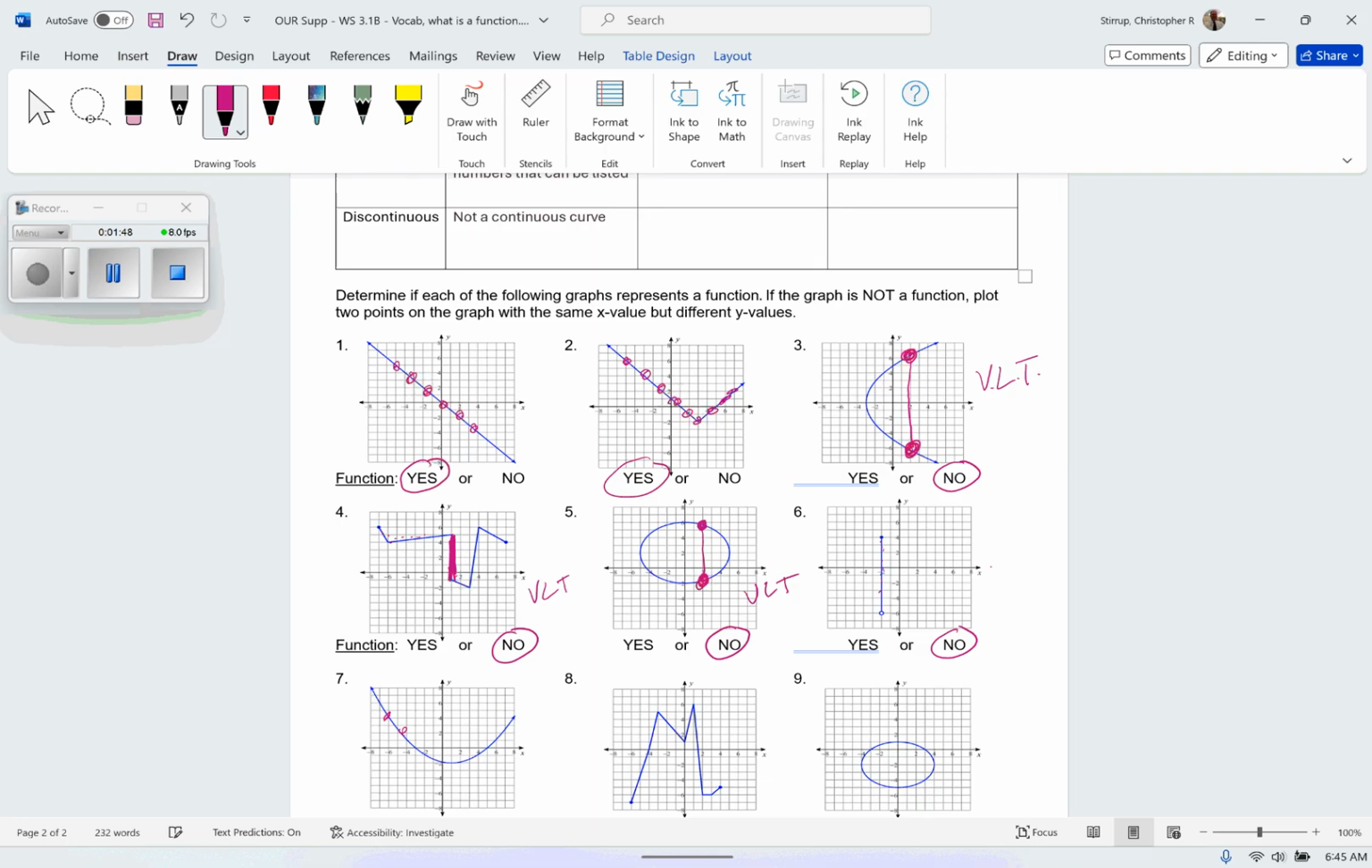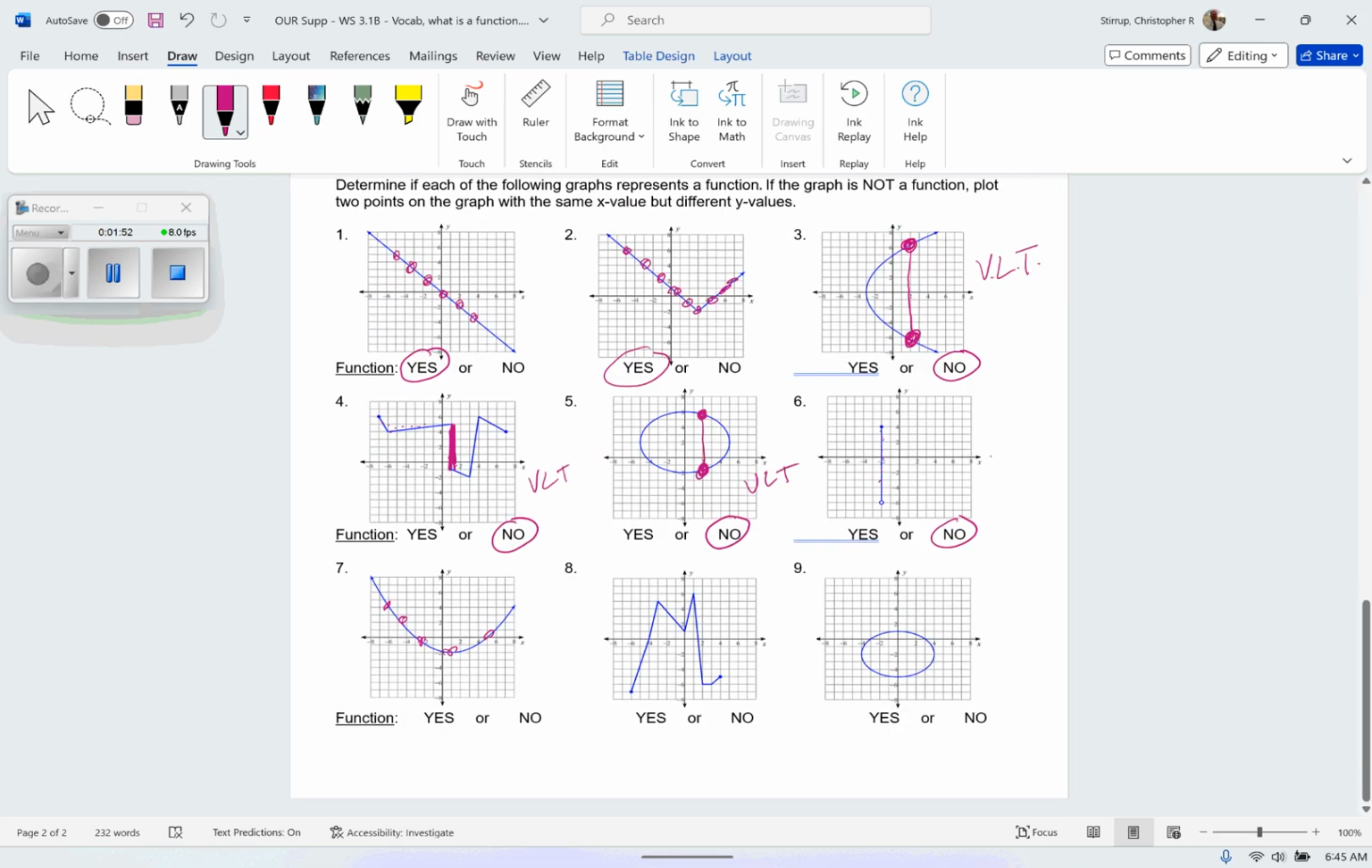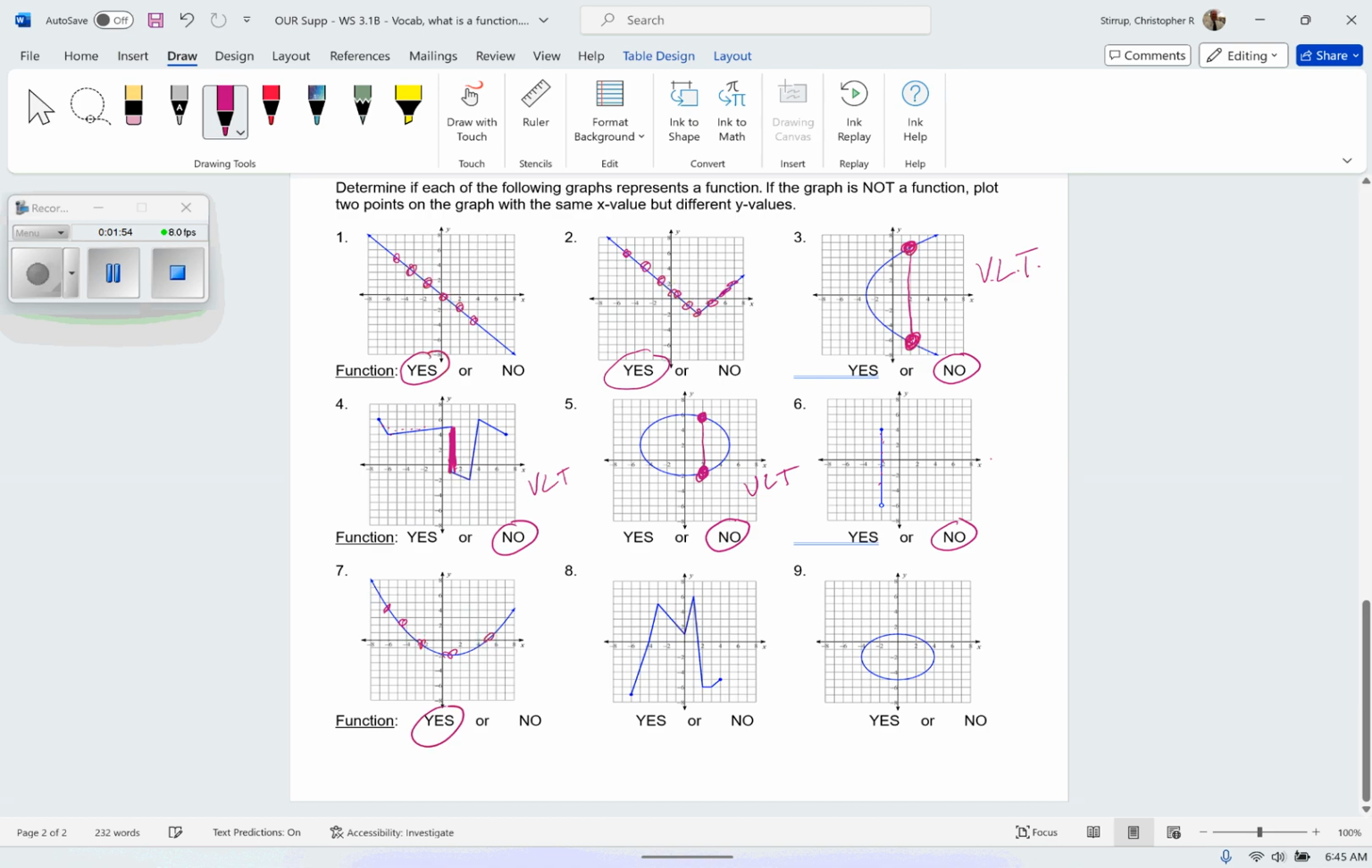This one, I can put all these points all along here, which are great. So this is a function. This one, let's see, do I have any vertical lines? Okay, all these x values are different. All these x values are different. All these x values are different. Even a horizontal line has different x values. So this is a function. And then I have this oval or circle or whatever it is. Notice if I draw a vertical line, this is not a function. It did not pass the vertical line test.